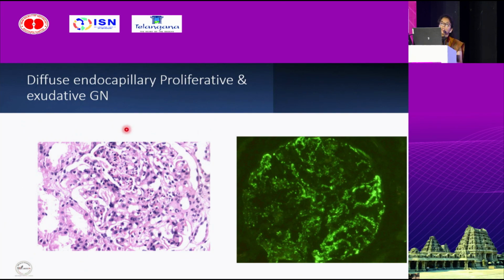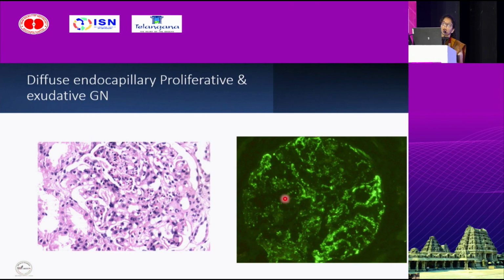Another entity with diffuse endocapillary proliferation, but I would like to add the adjective exudative, because there are a lot of trilobed neutrophils. They are filling up the capillary lumina and obliterating them, with significant neutrophilic infiltrate. This is seen most commonly in IRGN, infection-related glomerulonephritis, and these are the C3 deposits on immunofluorescence. They are giving capillary wall and also mesangial deposits.